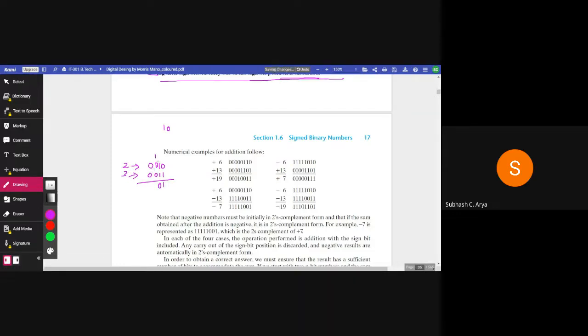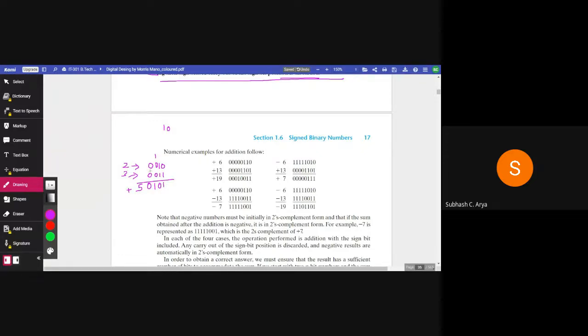Is it okay? Yes, sir. And then 1 plus 0 will be 1, and 0 plus 0 will be 0. So 0 indicates this is a plus. And what is this number? Anyone? 5. Very good. So this is your 5. So 2 plus 3 is equal to 5.